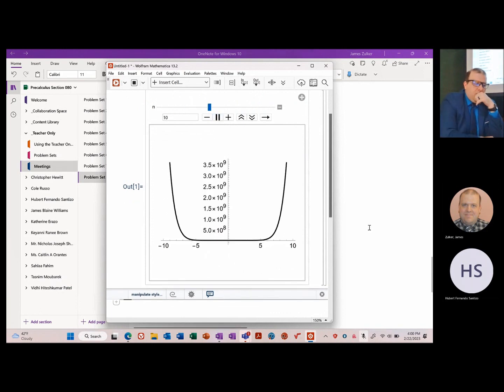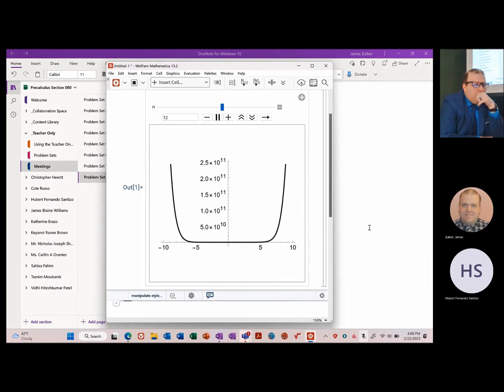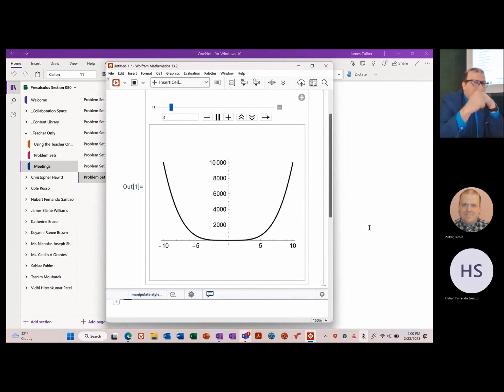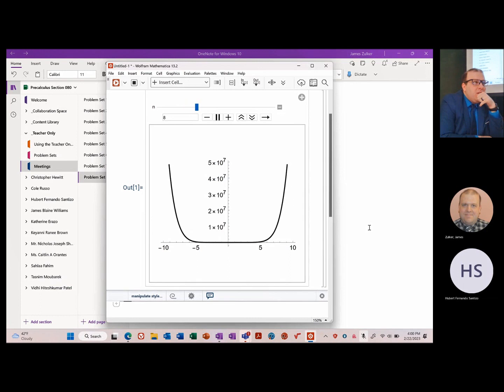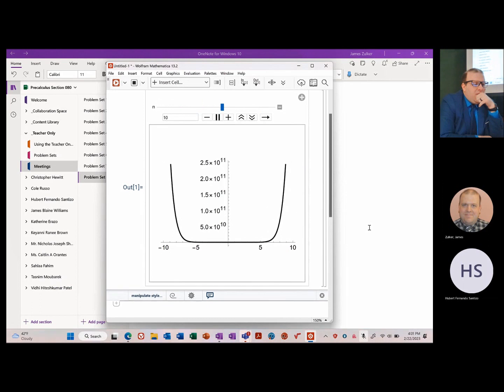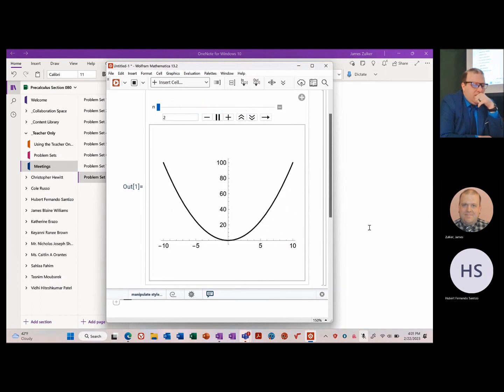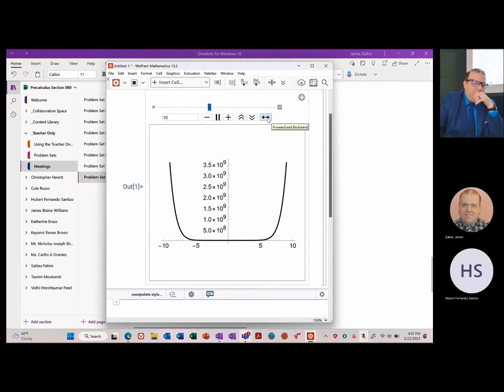Now keep in mind the y-axis is changing to keep up with the increase. So again, it becomes more like a beaker, I guess. And then let's go backwards, forward.